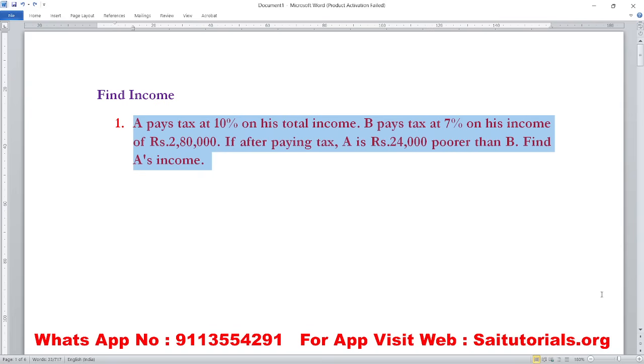A pays tax 10% on his total income. B pays tax at 7% on his income of rupees 2,80,000. If after paying tax, A is 24,000 poorer than B, find A's income.